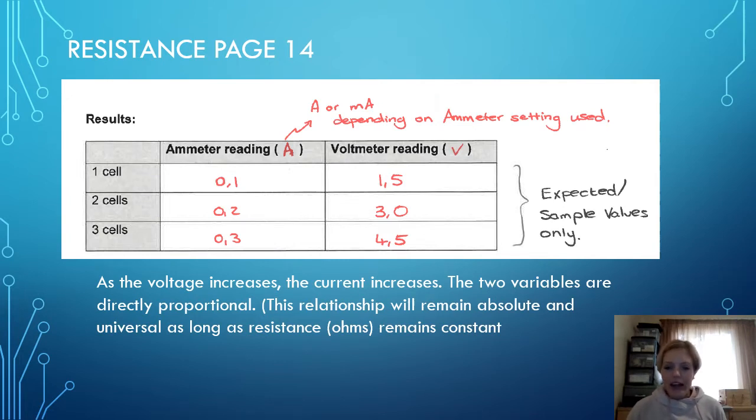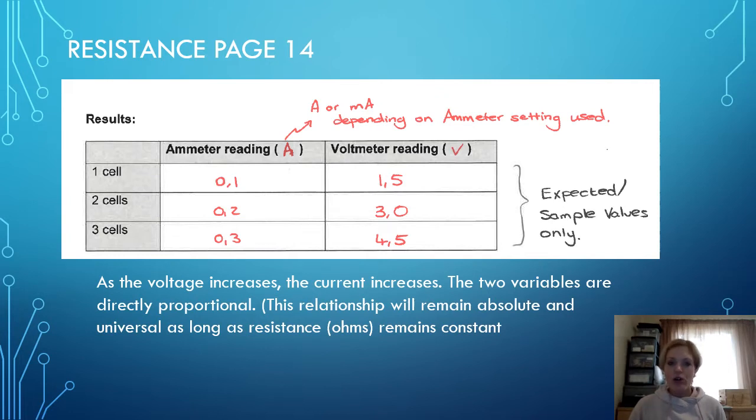And what are we seeing here? We're seeing a direct proportionality. We're saying that as the voltage increases, the current increases. So the two variables are directly proportional. Now, this is very important, guys. I want you to remember this. This relationship between the voltage and the current is going to remain universal. It's going to remain exactly the same as long as your resistance remains the same.